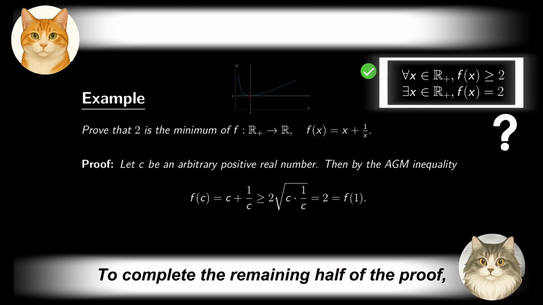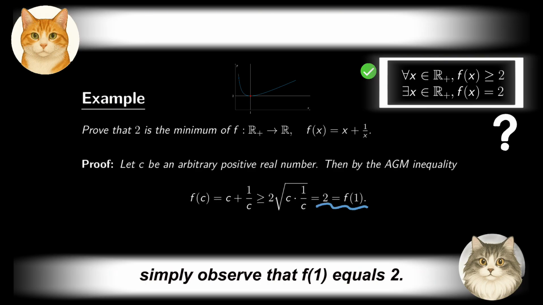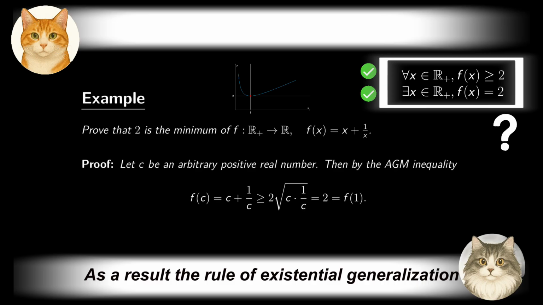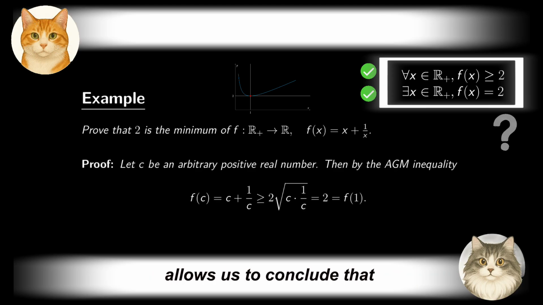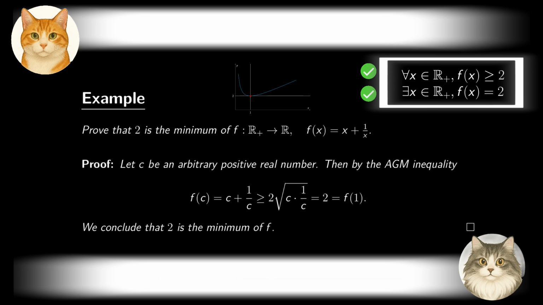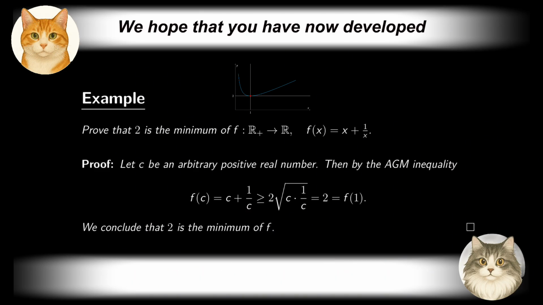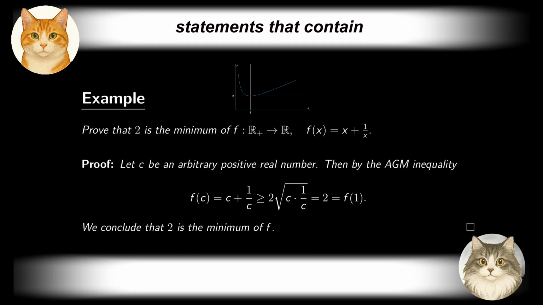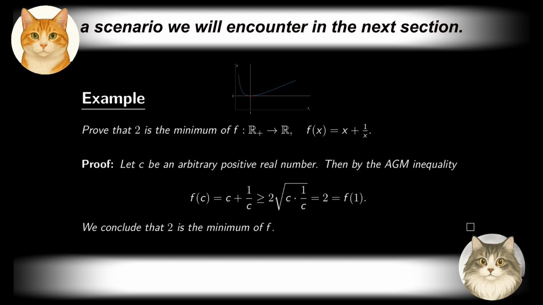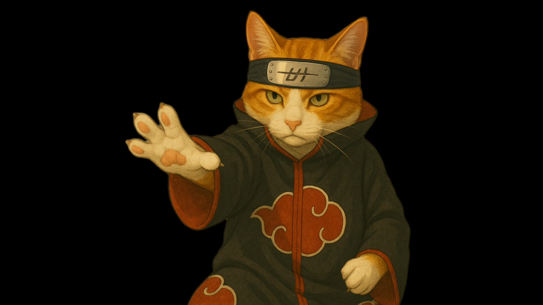To complete the remaining half of the proof, simply observe that f(1) equals 2. As a result, the rule of existential generalization allows us to conclude that there exists a positive real number x such that f(x) equals 2. Putting these 2 facts together, we conclude that 2 is a minimum for this function. We hope that you have now developed a basic sense of how proofs involving quantifiers should proceed. In practice, we often have to deal with statements that contain more than one quantifier, which makes things more tricky. A scenario we will encounter in the next section.